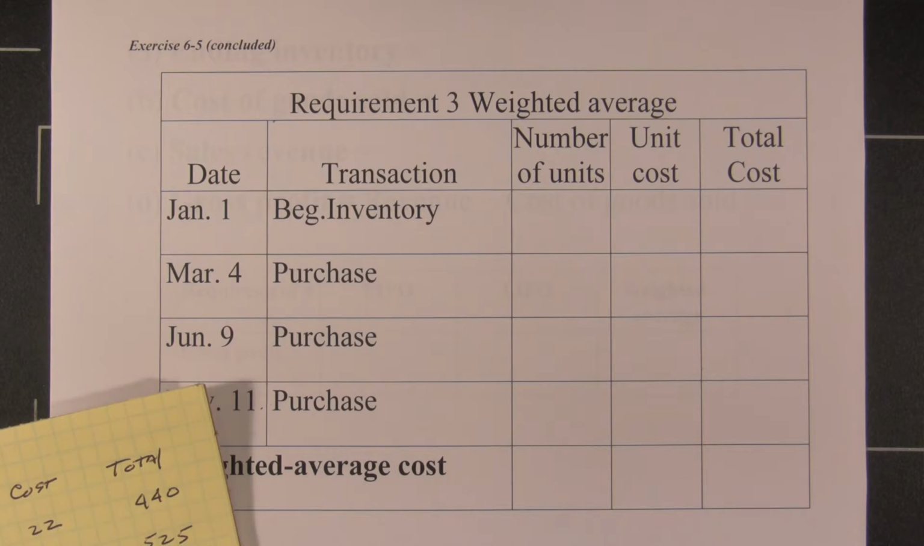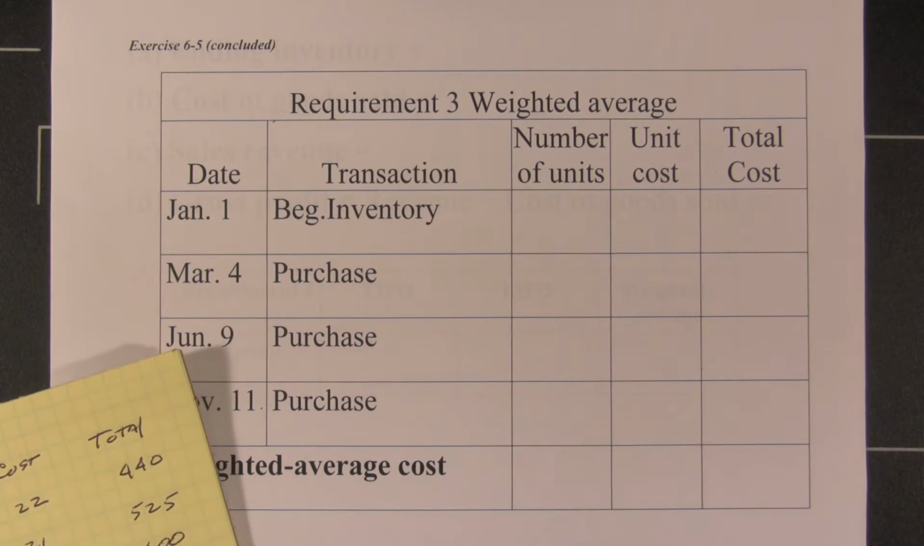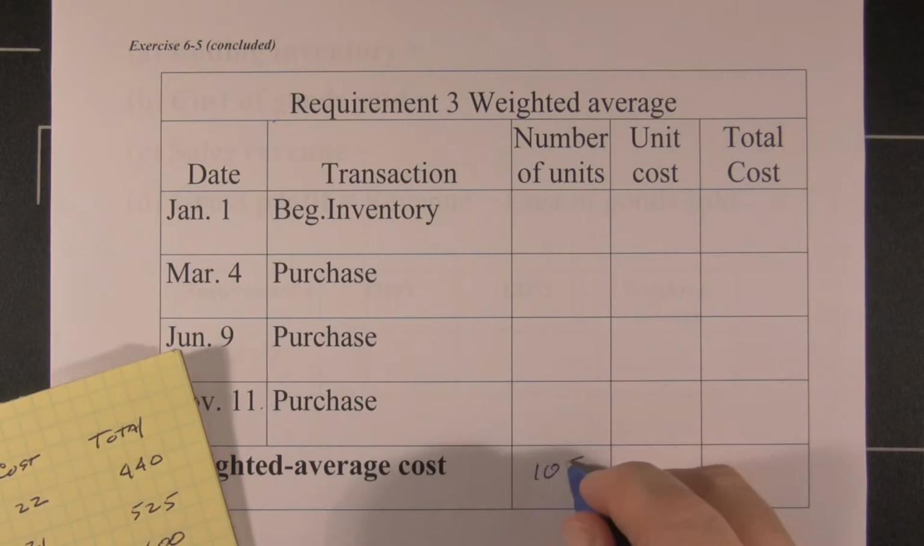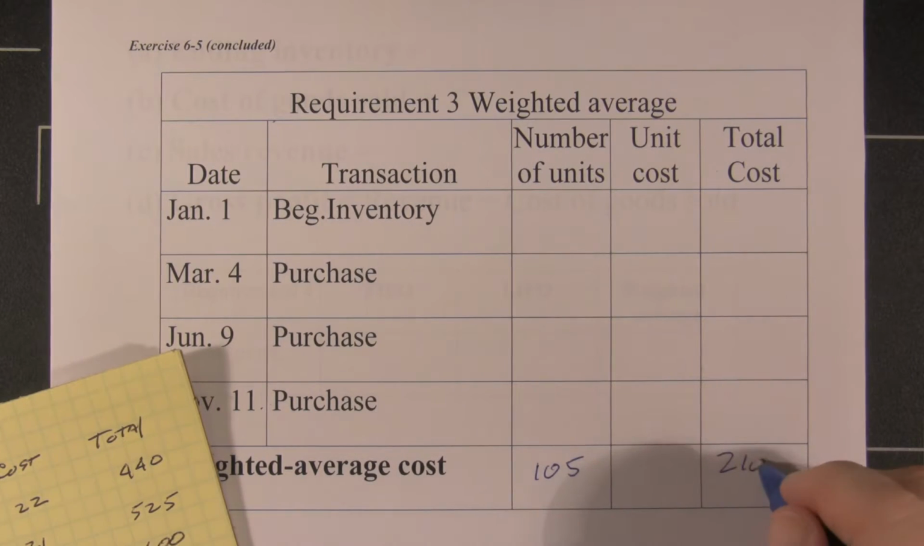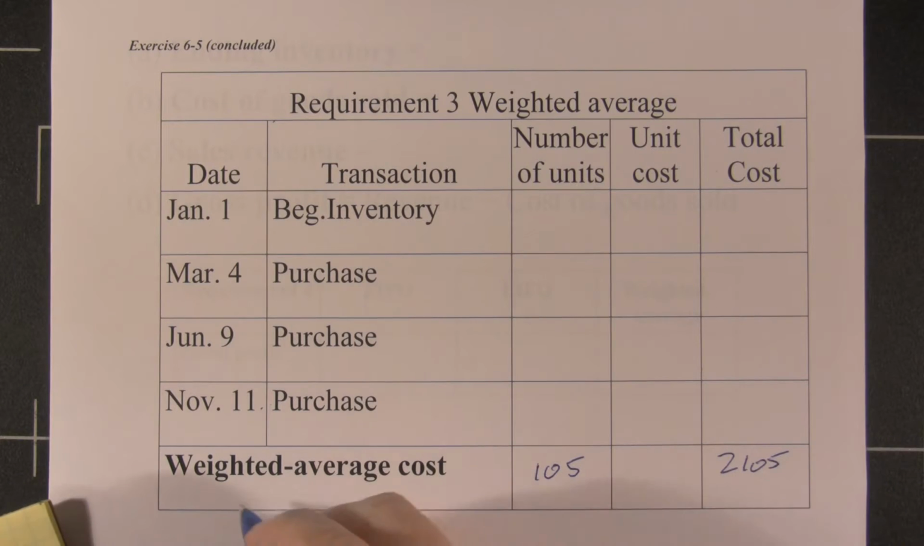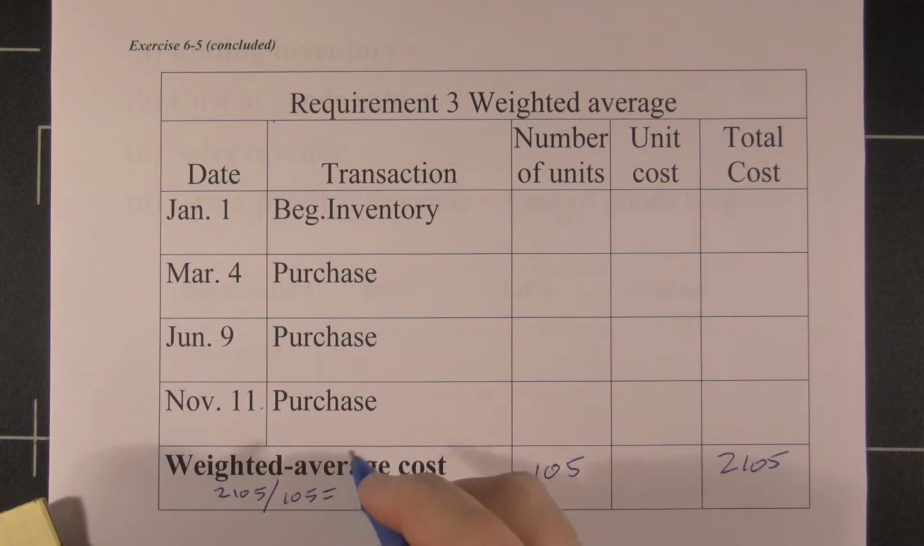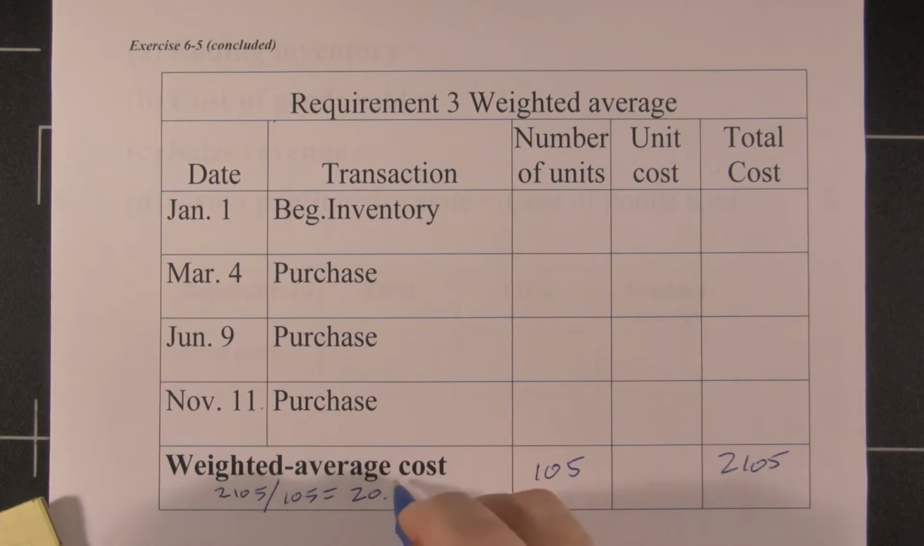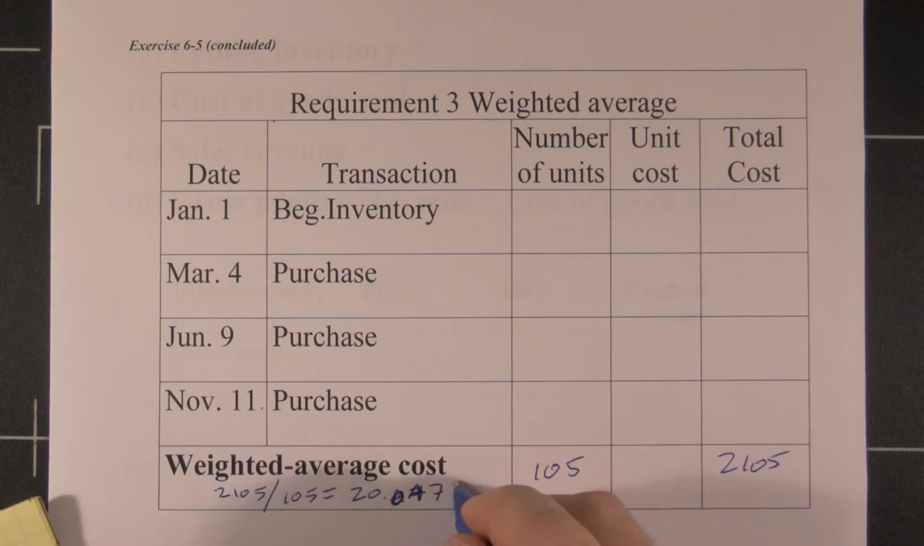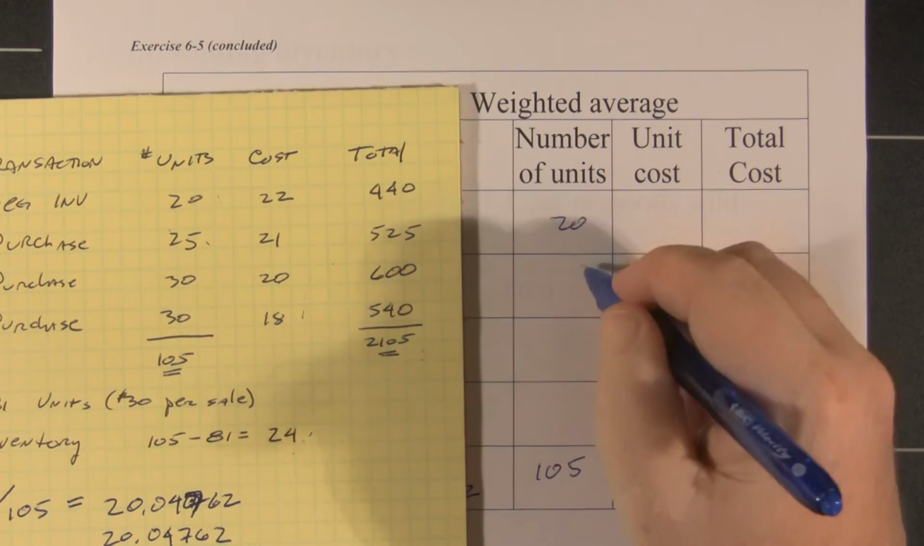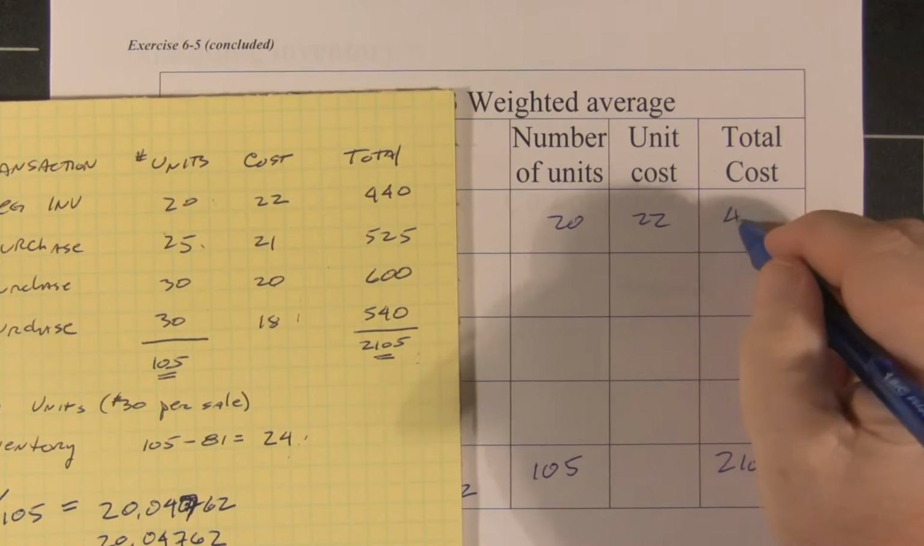So, we need to fill in this chart, even though we're really only going to use the bottom part. The total number of units was 105. The total cost, 2105. The weighted average cost, 2105 divided by 105, 20.04762. And we can fill in these numbers if you like. If you're like most folks, you like to have all the little blocks filled in.